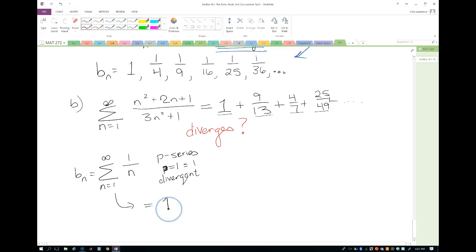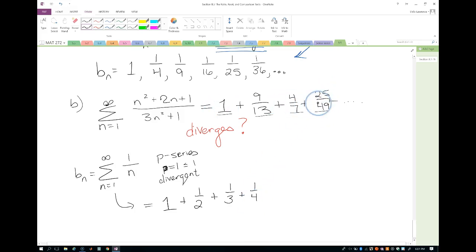When n equals 1, we have 1. Okay, that's good because they're allowed to be equal. When n equals 2, we have a half. Well, 9/13 is larger than a half. When n equals 3, we have a third. 4/7 is definitely larger than a third. And when n equals 4, we have a quarter. 25 over 49 is definitely larger than a quarter.